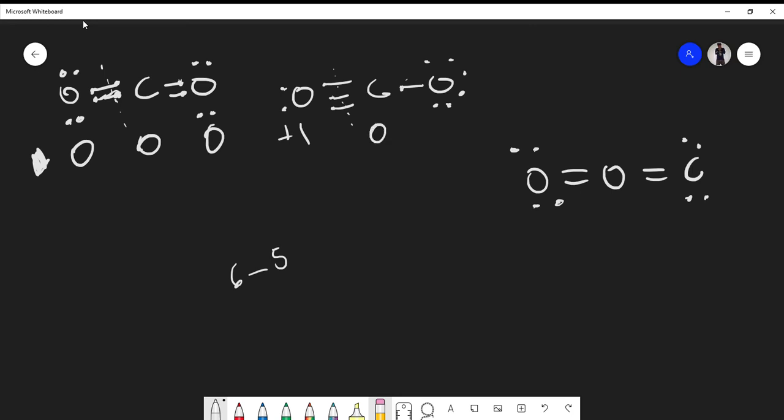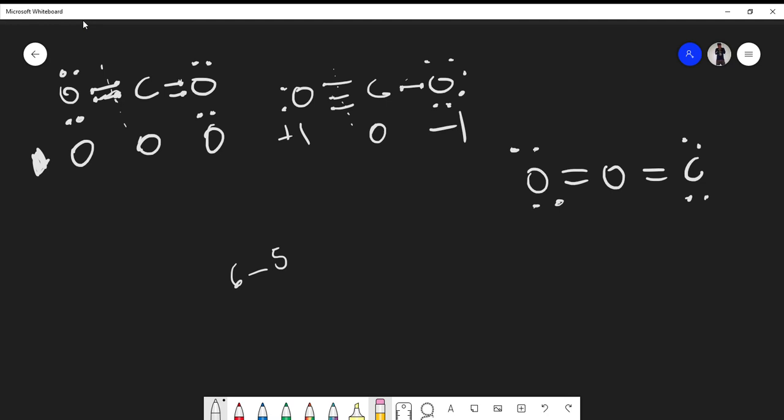How about this? Pause the video and think about what you think this one would be. Oxygen has 6 valence electrons. I'm going to keep that in mind. That's the total number of electrons around oxygen. So 1, 2, 3, 4, 5, 6, and I have 7, which is coming from the single bond. So this is 6, the number of valence electrons, minus 7, and that will be a minus 1.